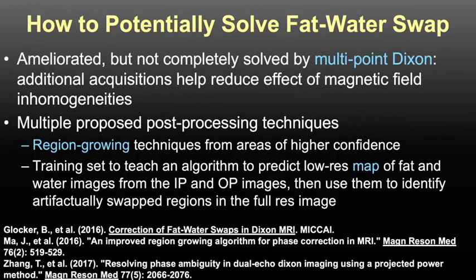And another technique that people are looking into is to use training algorithms that have accurate mappings of fat and water, and using that to teach the computer algorithm to tease out a predicted fat and water map from the in-phase and out-of-phase images, and then compare them to the actually generated image to identify areas that may have been mismapped.